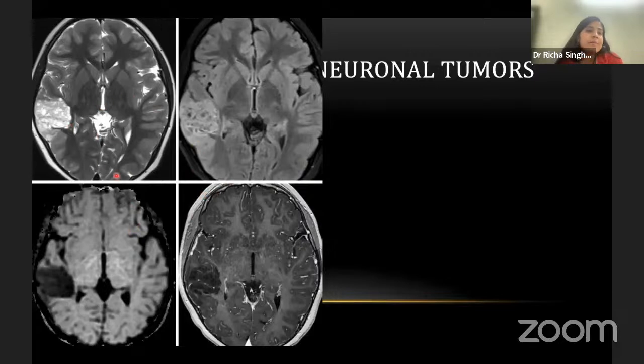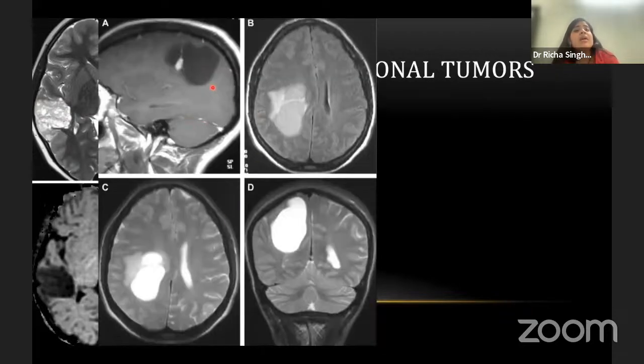This is an example of a DNET, which is typically a peripheral cortical based lesion. The base is towards the periphery, and it's usually a triangular shaped lesion with the apex towards the ventricles. It will also show a bubbly sort of appearance. On FLAIR, the cysts will invert. It will be diffusion non-restricting. There will not be much enhancement within the lesion. And DNET in the temporal lobe is one of the most notorious lesions to cause seizures that are refractory to medications. So the typical appearance is usually very easy for us radiologists to make a diagnosis of DNET.